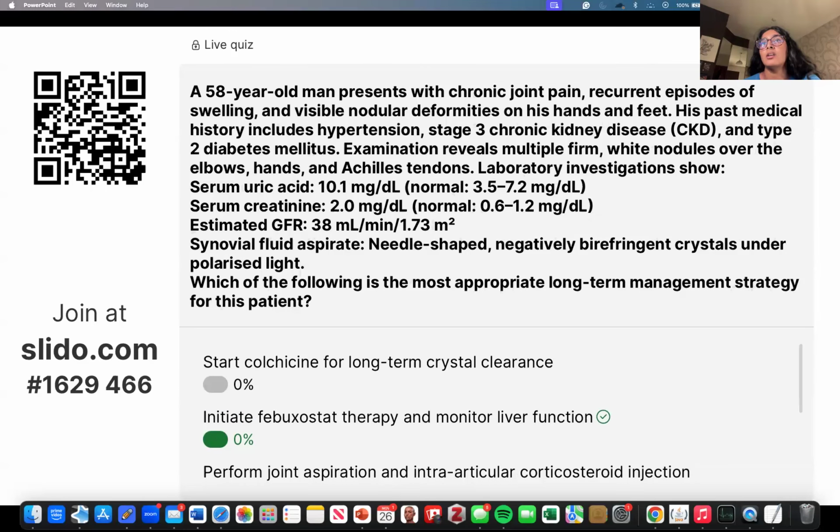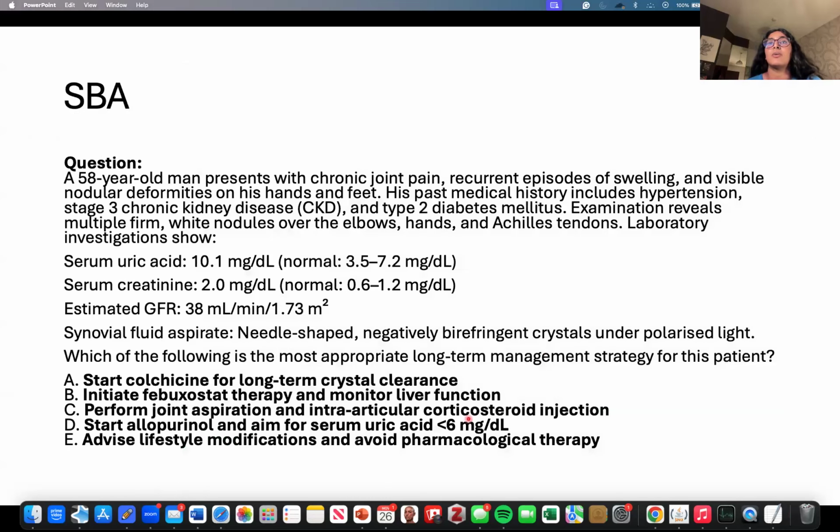Renal is the right answer. So he has a CKD, and we can't have NSAIDs. We can't use NSAIDs or colchicine in people with kidney damage. So febuxostat is literally third line in acute management. It can be handy to know how each of these works, so we'll go through each of these drugs anyway.